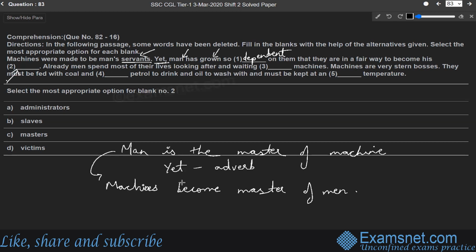So for the second part, which is yet man has grown so dependent on them that they are in a fair way to become his masters, right? It means that machines have a fair chance to become the master of men. So for this question, the correct option will be option C, that is masters. I hope you are clear with this question.